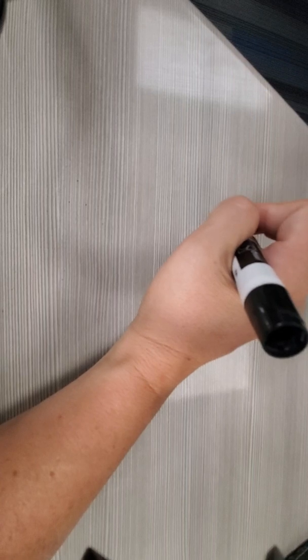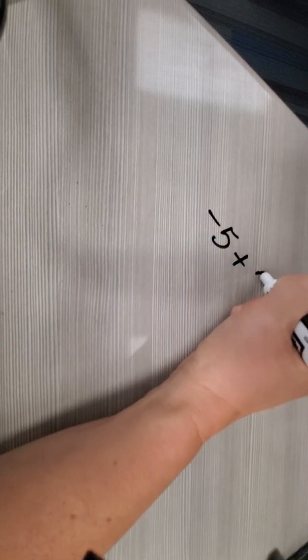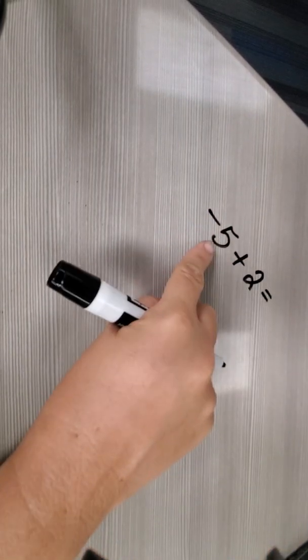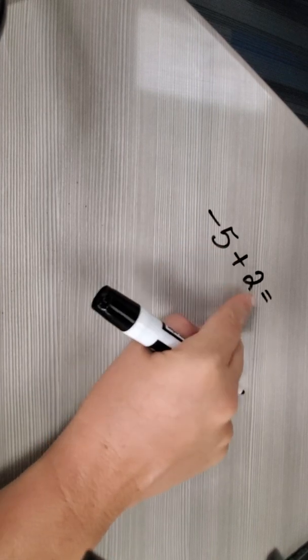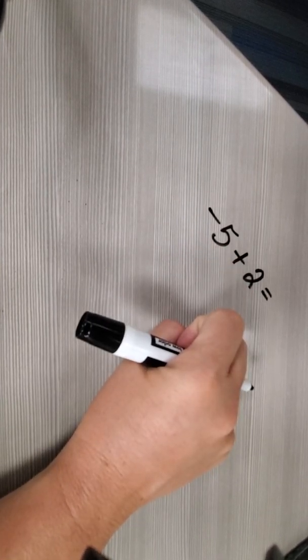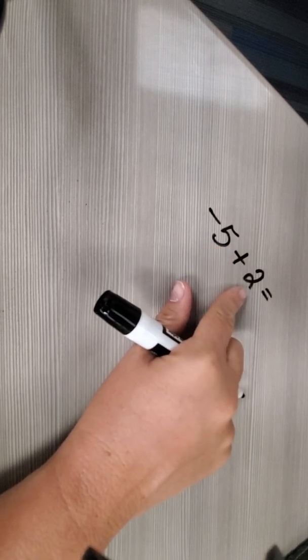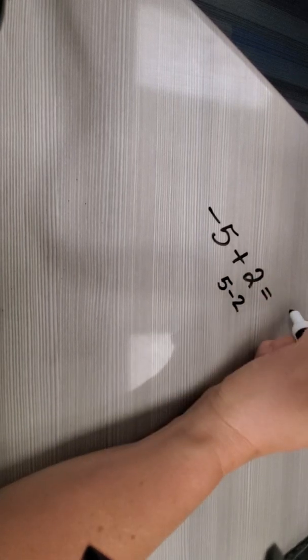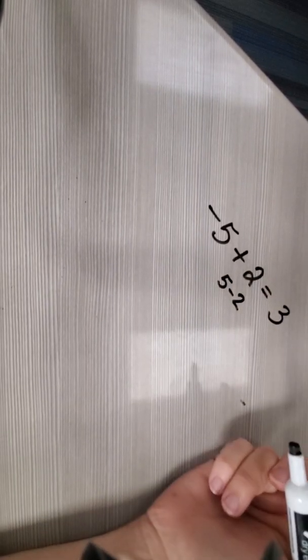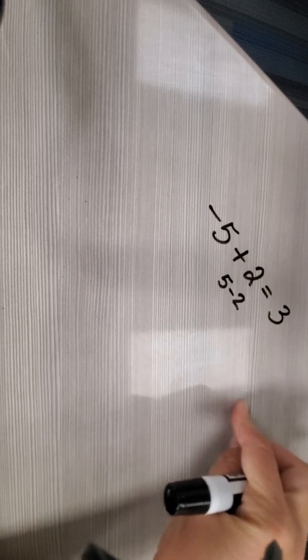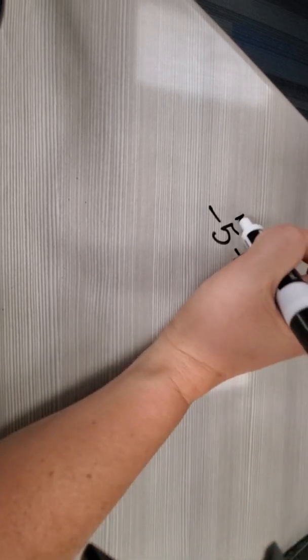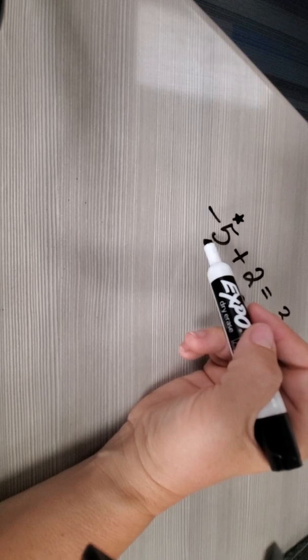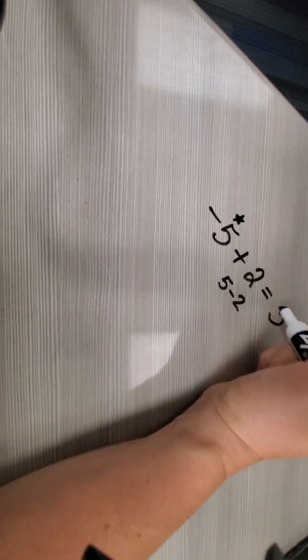So let's do some practice with that. Let's say we have -5 plus 2. Again, we have a negative and a positive, so different signs. First thing I'm going to do is think about my absolute values, 5 and 2, and subtract them. 5 minus 2 is 3. Then which absolute value is the biggest? 5. Is the 5 in my original problem positive or negative? It's negative. So that means my answer has to be negative.